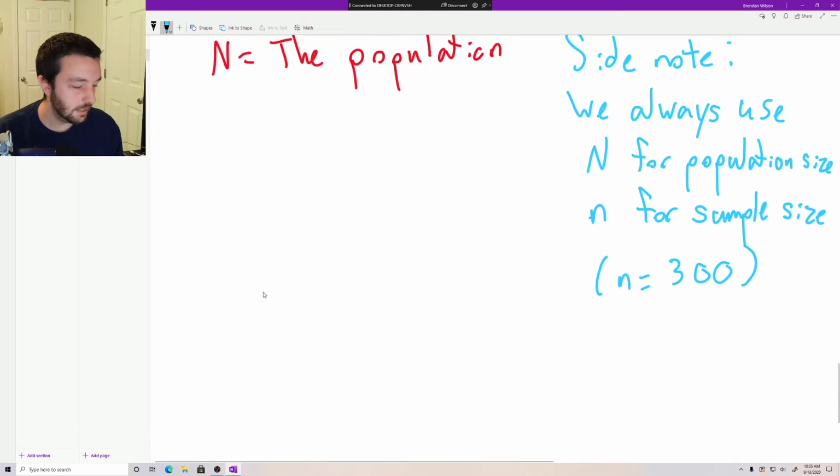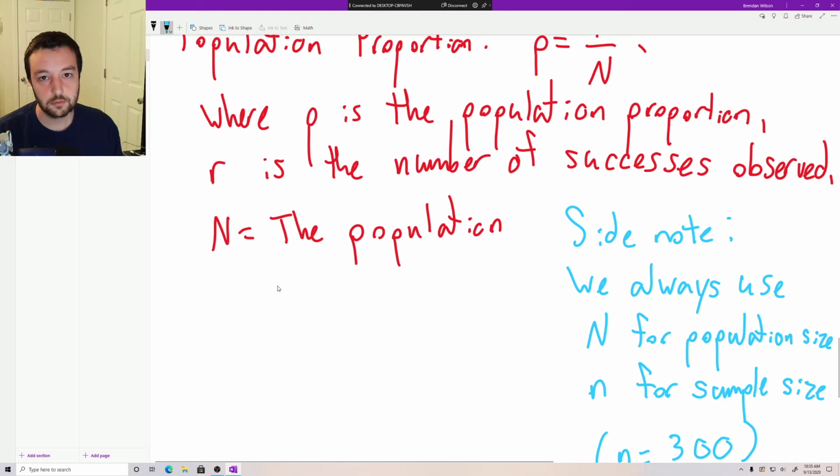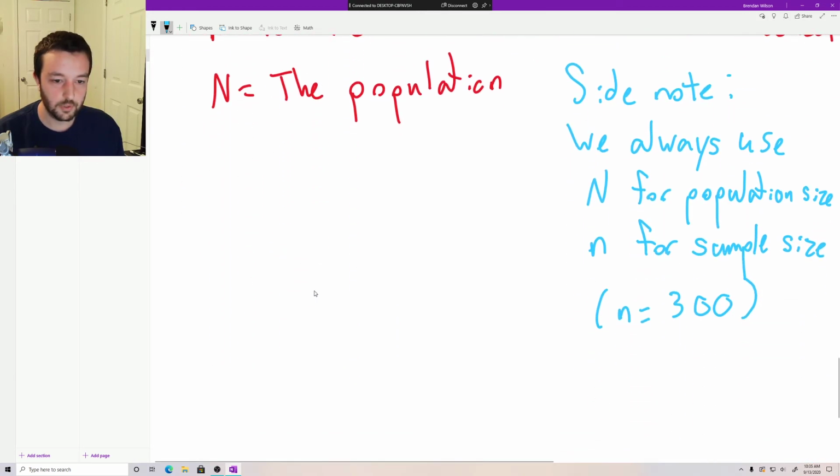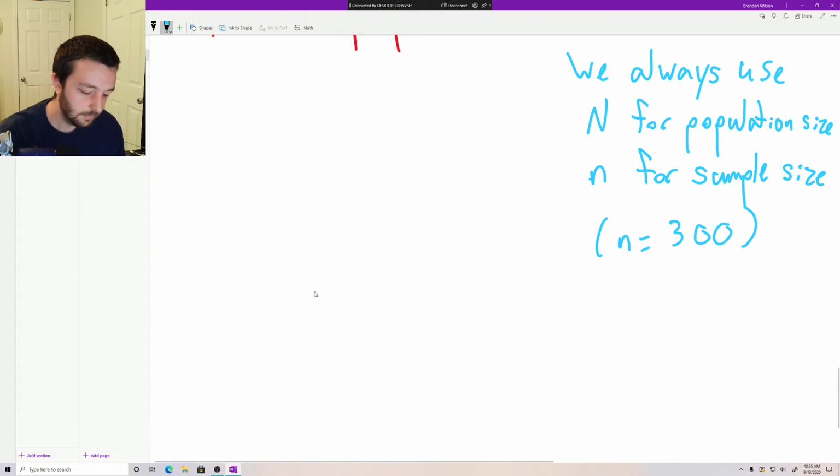You'll also see typically we use Greek letters for parameters, and we use Roman letters for samples. This is kind of an anti-example of that because we're using a Roman letter for the population, but typically we use Greek letters for the population, which we'll see later. Okay.